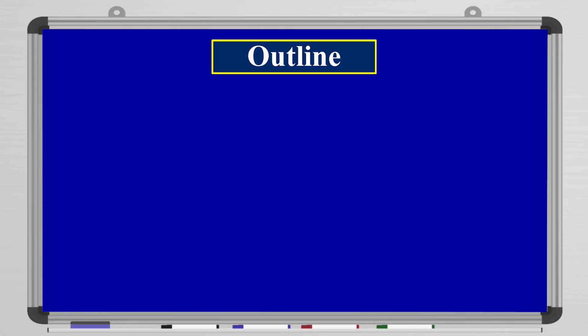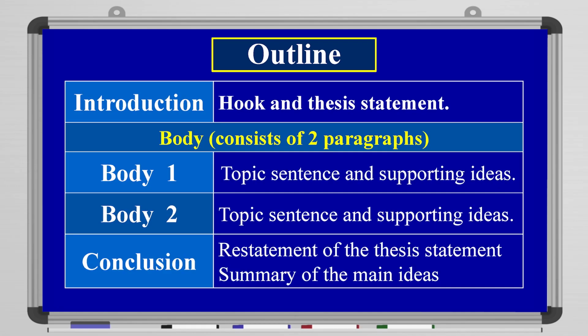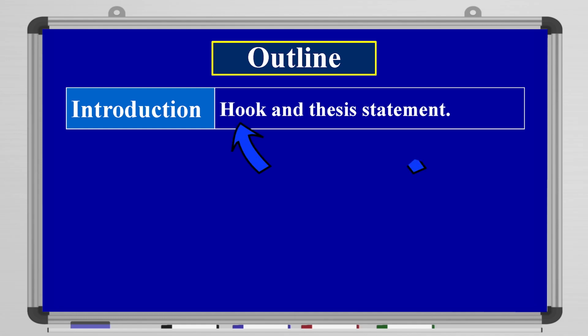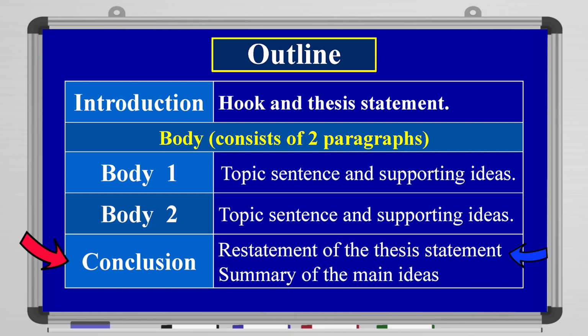Now, we said that each essay has a plan, and we call the plan an outline. An outline should include the introduction, the body has 2 paragraphs, and the conclusion. Let's take a look at the introduction. It needs a hook and thesis statement. The body 1 needs a topic sentence, supporting ideas, and concluding sentence, as well as the body 2: topic sentence, supporting ideas, and concluding sentence. In the conclusion, you have to restate your opinion and then summarize the whole thing. Follow those steps and you will write excellent outlines.